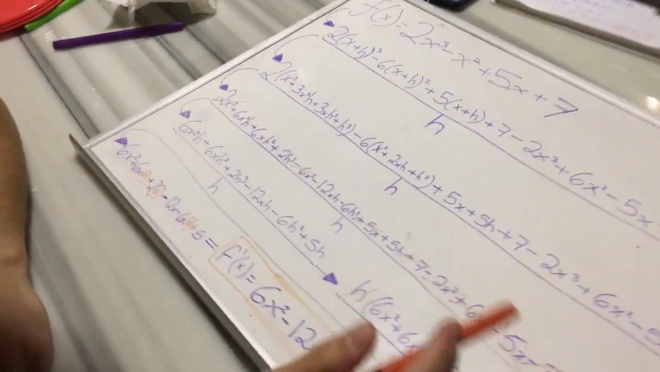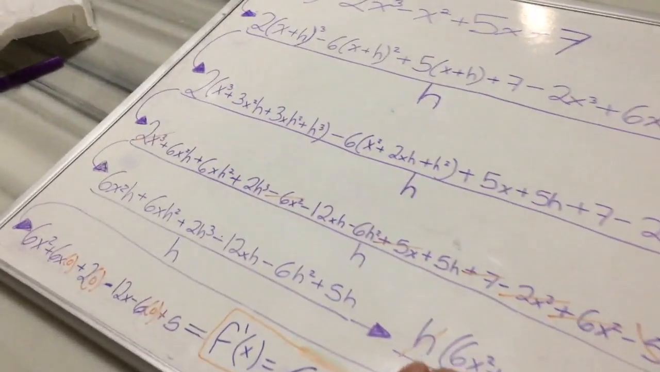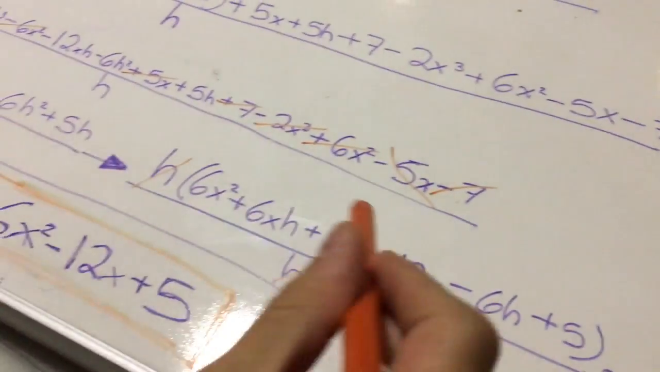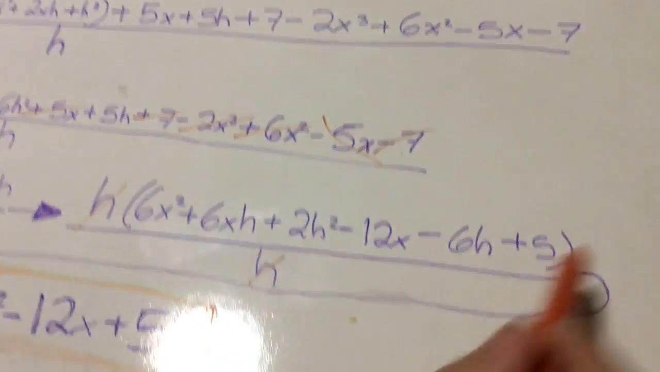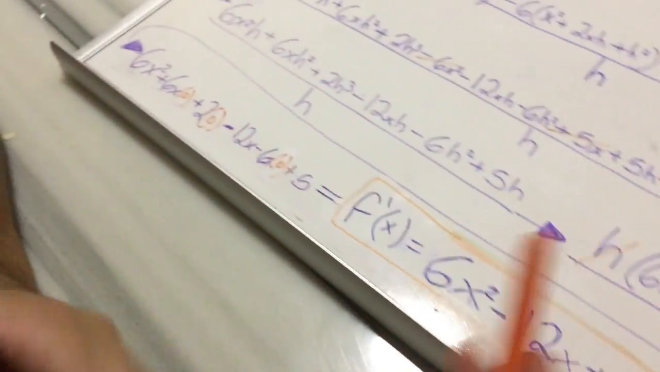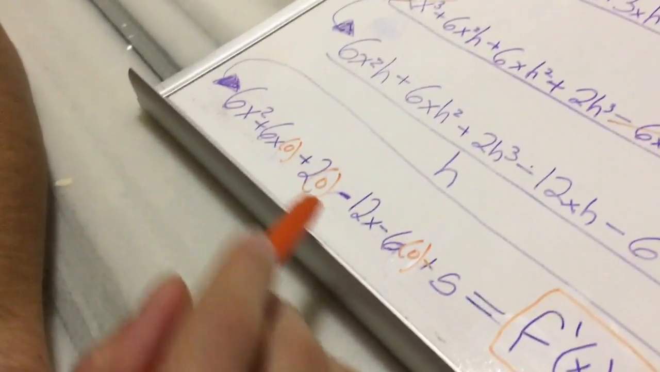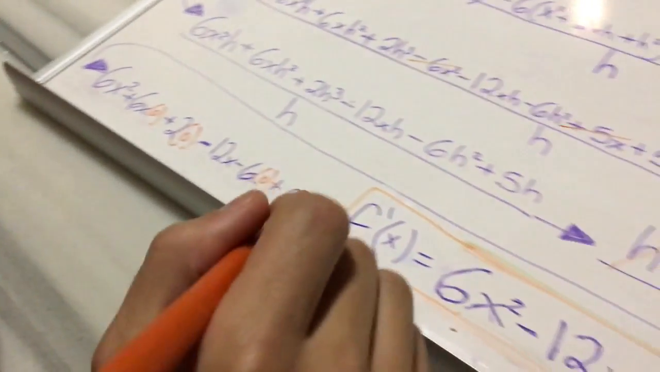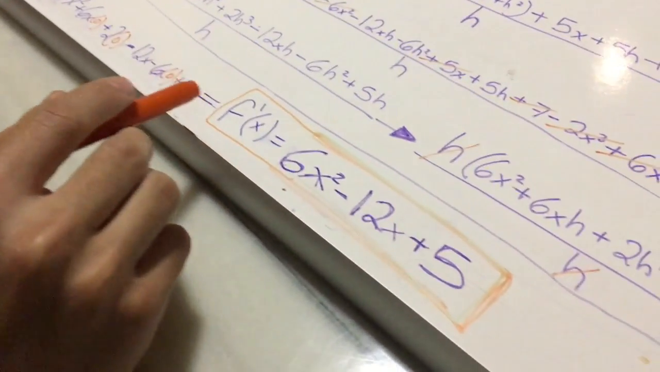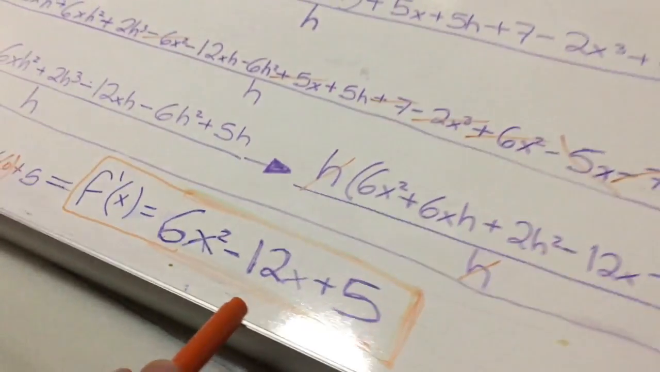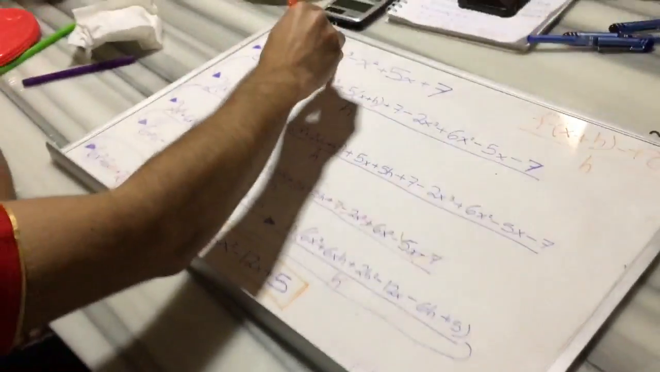The next step that we did was we took out the h as a common term, and after we canceled both h's, we ended up with this. After, the next step and the last step is to substitute all the h's for a 0, and the final answer is f prime of x equals 6x squared minus 12x plus 5. This is the derivative of this function.